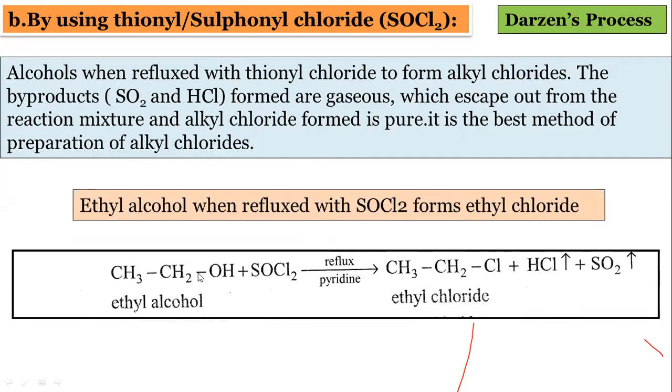See here, ethyl alcohol plus SOCl2. Alkyl chlorides are prepared by using this SOCl2, thionyl chloride. We will get ethyl chloride, and these are the gases, HCl plus SO2. Two gases are removed. This is the best method of preparation of alkyl chlorides.